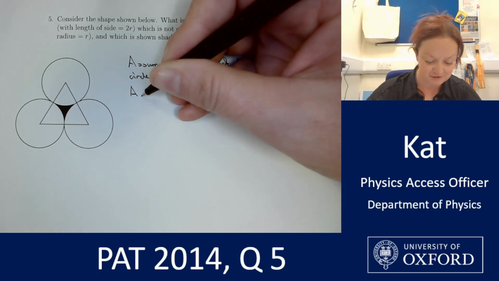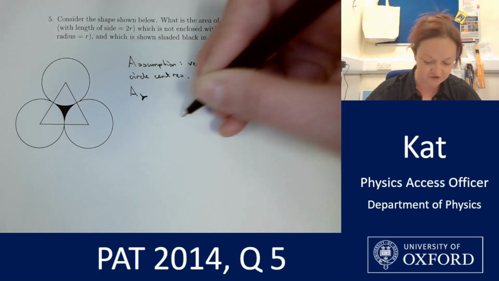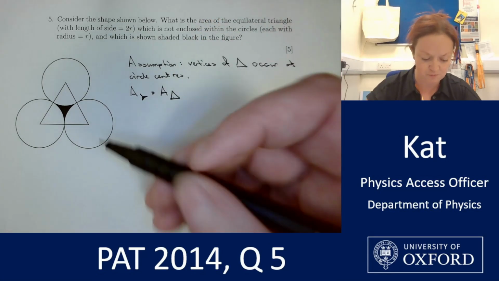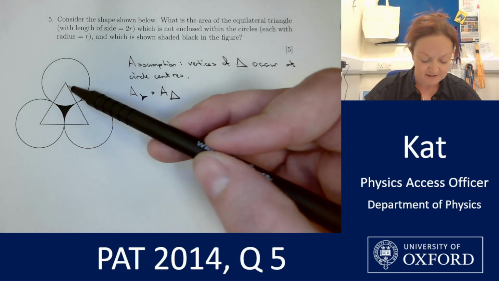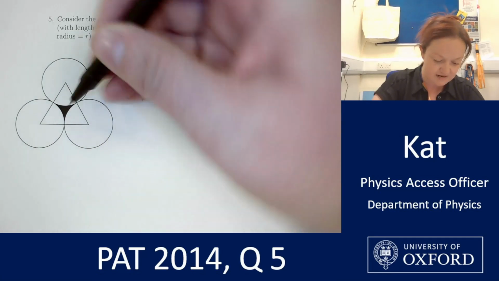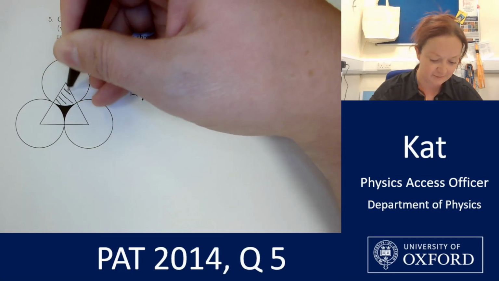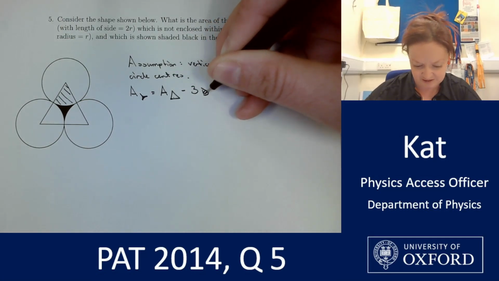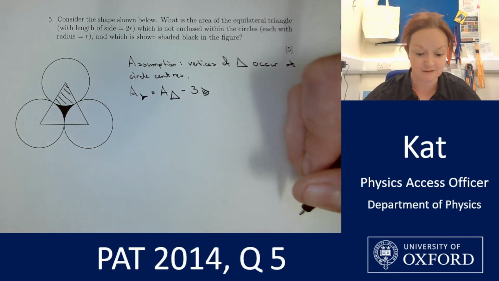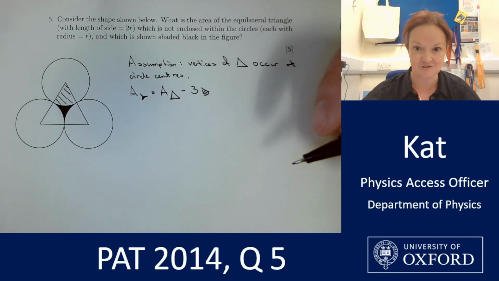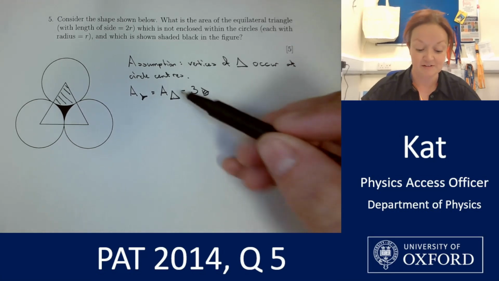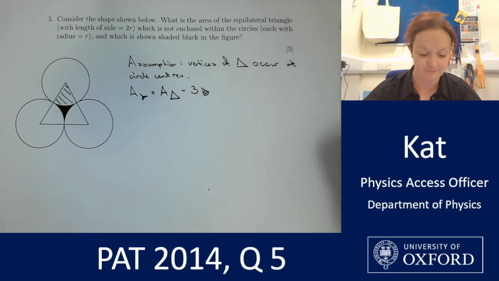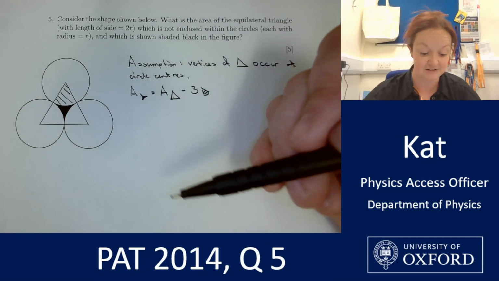The area that I'm trying to find, this little shaded shape here, I'm going to find by taking the area of the whole equilateral triangle and subtracting 3 of these segments of my circles. Now that I've got this far, actually it's not too bad. I'm going to take it one at a time: calculate the area of the triangle, the area of one of the segments, and put it all together. So let's have a look at this triangle.